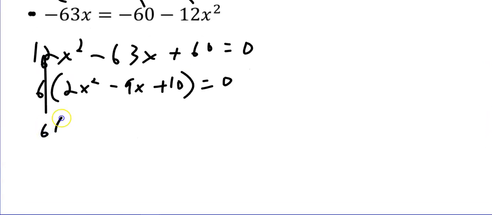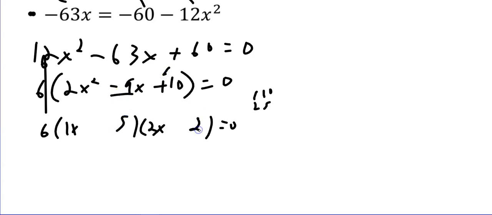Okay, so at this point, the 6 stays, and I need 2 parentheses. Again, this is not too hard of one because it has to be 1x and 2x. Okay, so my factors of 10, my choices are 1 and 10, 2 and 5. That's it. And I need them to add to 9. So I do 5 here and 2 here. And here's where we guess and check. That's 10. And that's 2.